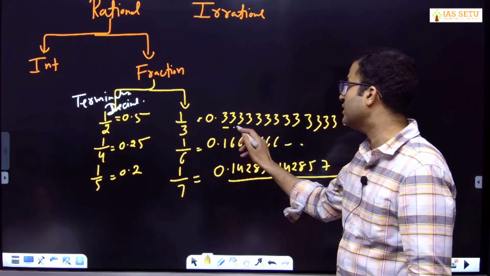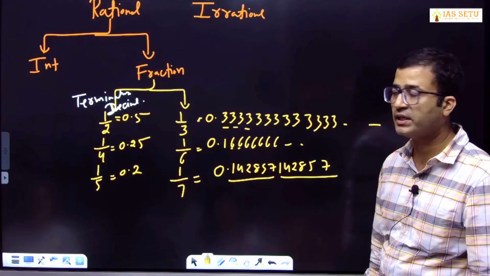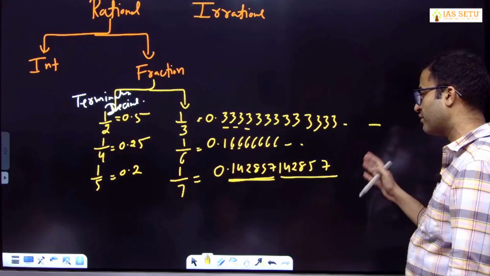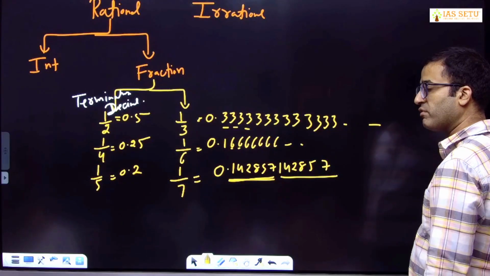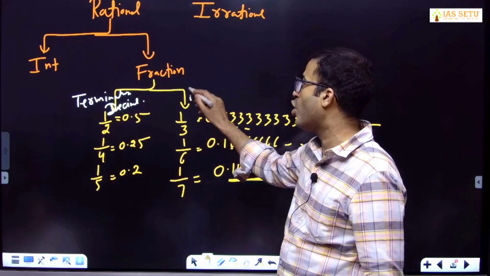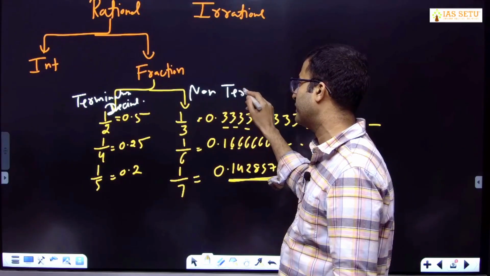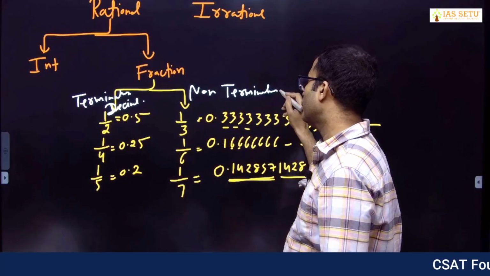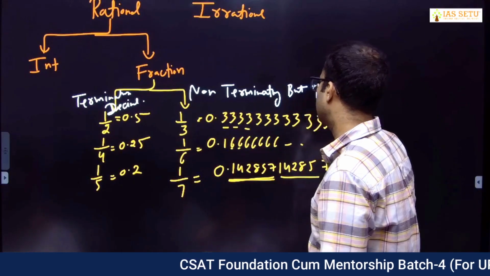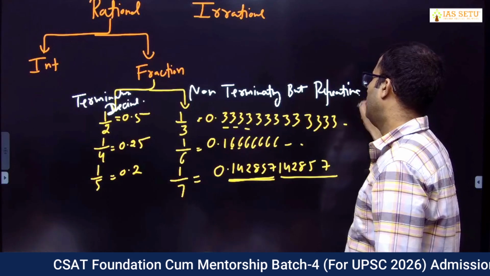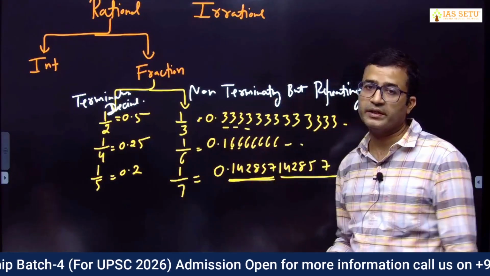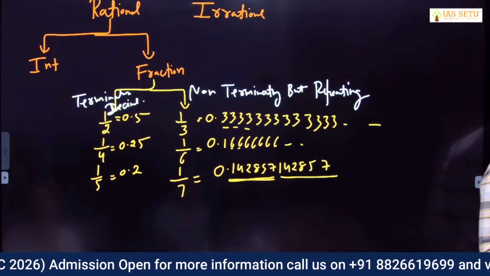जैसे ये 3 reoccur again and again, here 6 repeat again and again, here 1428, ये रुकेगा नहीं, ये चलता जाएगा. 142857, 142857, because this type of decimals are non-terminating but repeating. These are terminating decimal. These are non-terminating but repeating. Terminate नहीं हो रहे but repeat हो रहे.